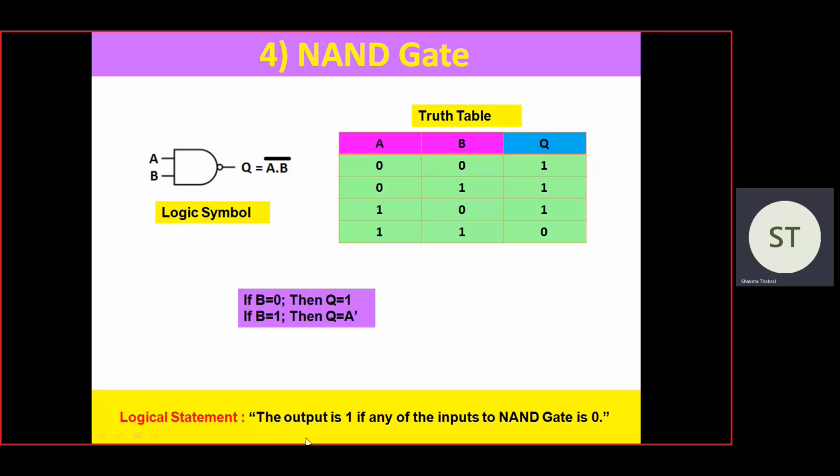And what is the logical statement here? In the NAND gate, the output is 1 under the condition that any of the inputs to the NAND gate is 0. For example, here B is 0, so we get 1. Here A is 0, so we get 1. Here both A and B are 0, then also we get 1. So the condition is that the output will be 1 if any of the inputs or all the inputs to the NAND gate are 0.